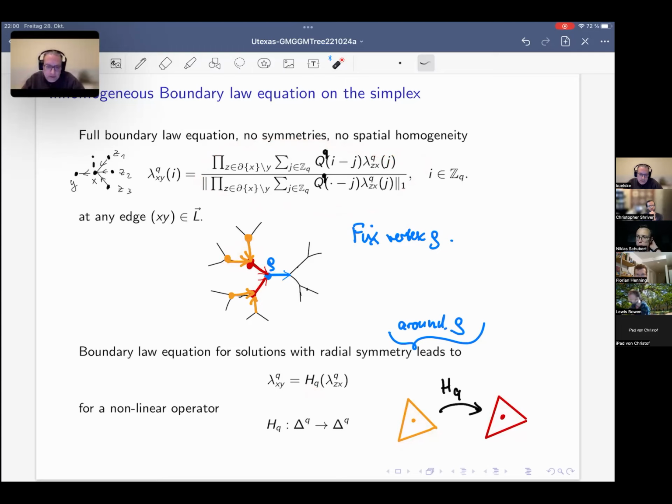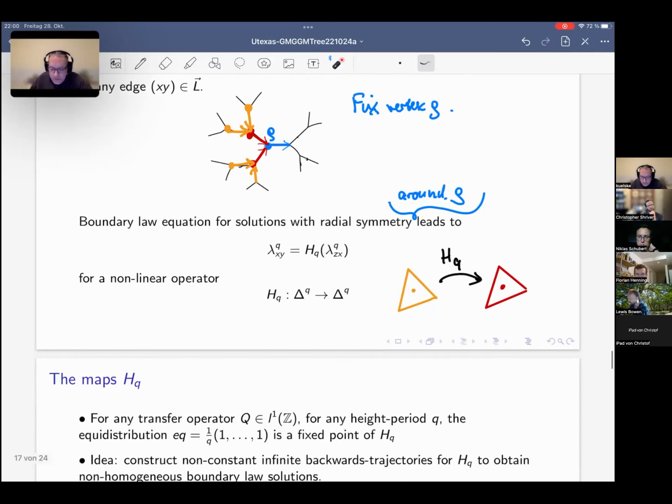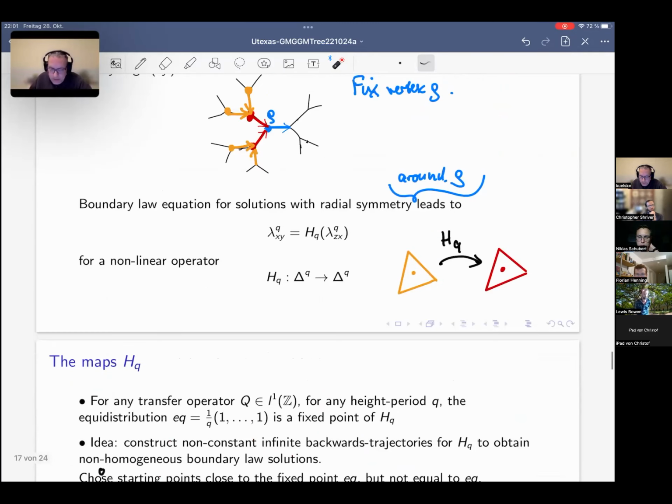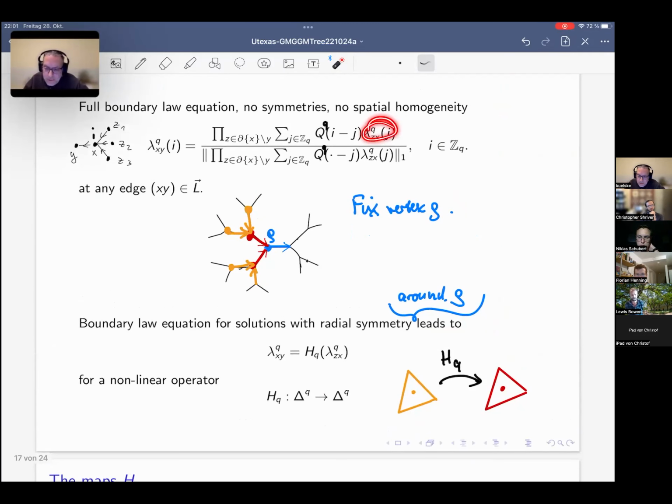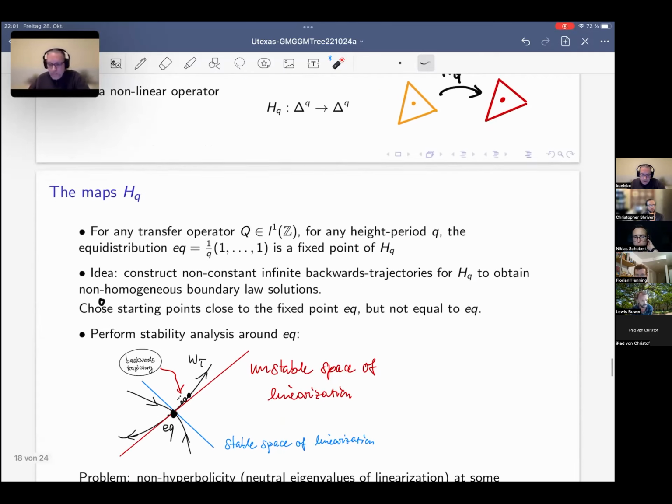And then the idea is to find solutions which are going in the backwards direction, namely as follows. It's easy to see that if you take equidistribution here, then this will be a fixed point. So we do the following: we want to take something which is close to equidistribution and do the backwards iteration. You can maybe do this a couple of steps, but maybe the backwards trajectories will move out of the simplex.